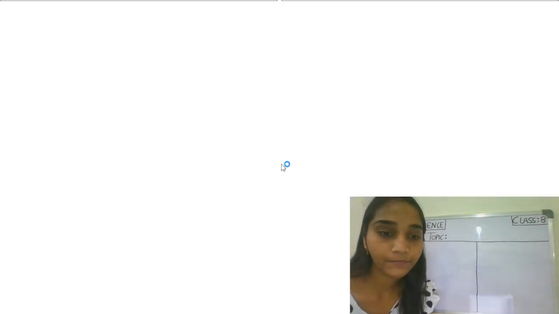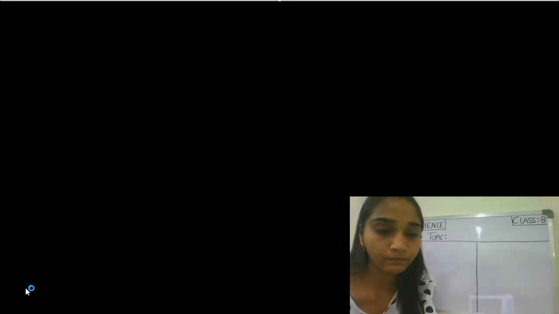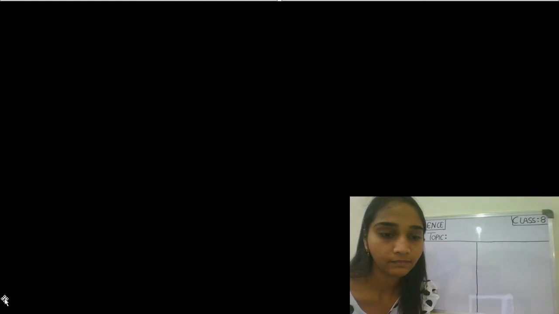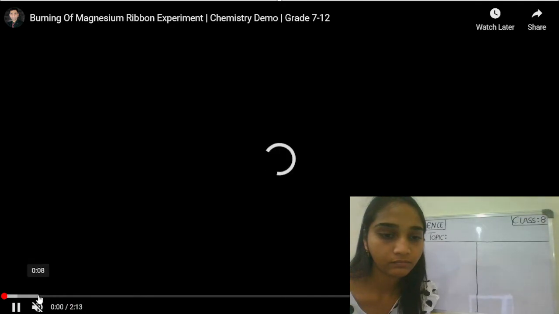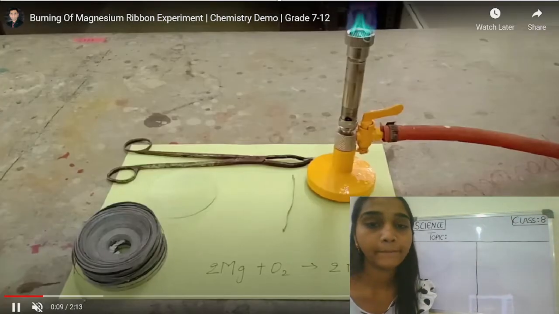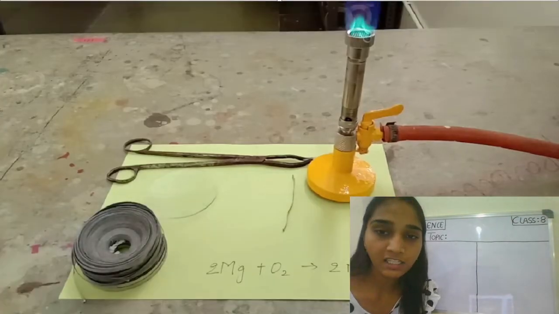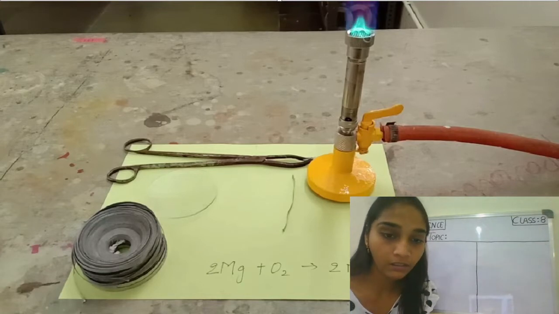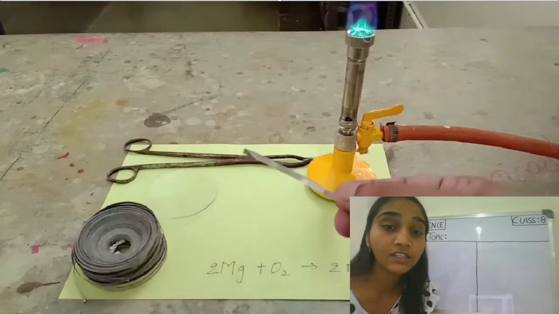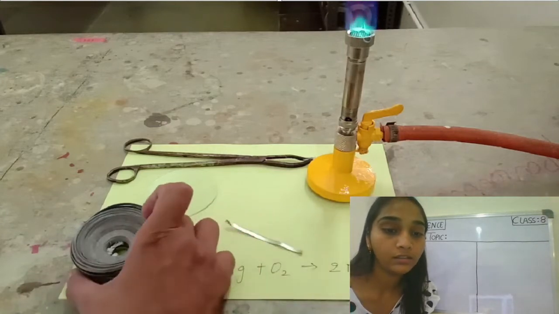Let's go to the virtual lab and you have to observe and share your observations in the comment section, okay? Just observe it very carefully. So students, to perform this activity, we require a magnesium ribbon, which you can see here, a strip that has been cut out of this roll, right?